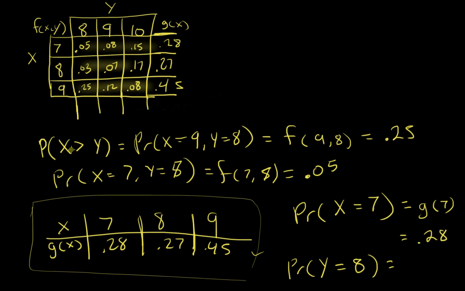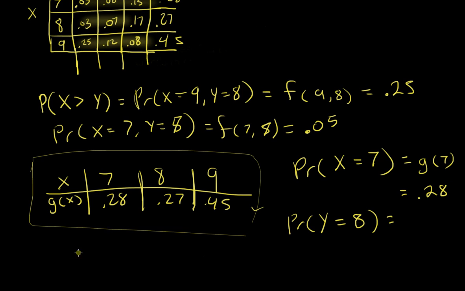So, probabilities involving both x and y use the joint probability distribution function. When it involves only x, use the marginal of x. When it involves only y, you're going to need to use the marginal of y. So I'll go ahead and do that right now.